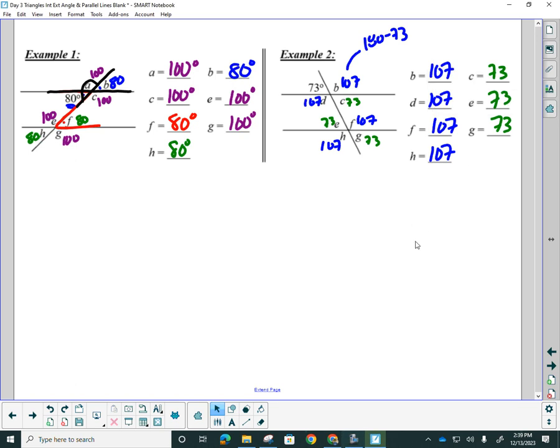Okay, so hopefully you've had a chance to try this on your own. And you can see that if that guy is 73, then opposite is also 73. Z pattern gets you 73. Its opposite is 73. You could also do the F pattern. All of those ones are 73. 180 minus 73 is 107. So we get 107 for all of this. Its opposite, F pattern down to here, and the opposite to get 107.